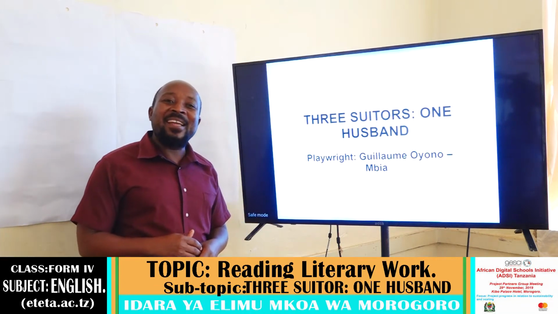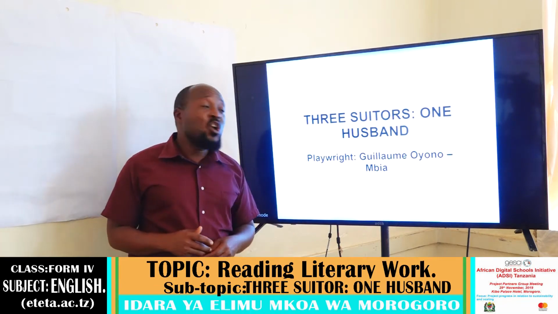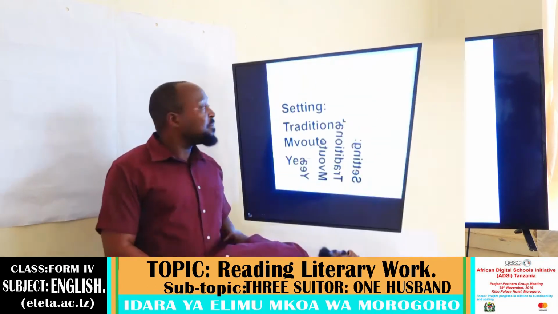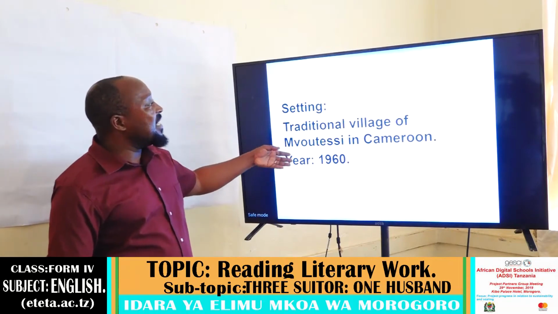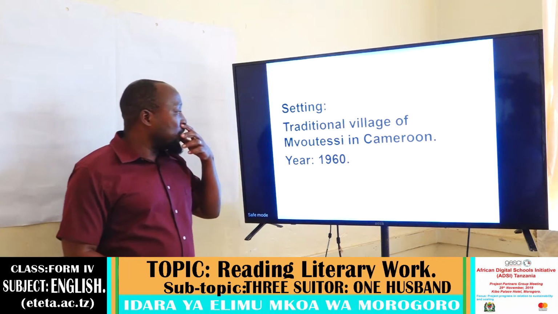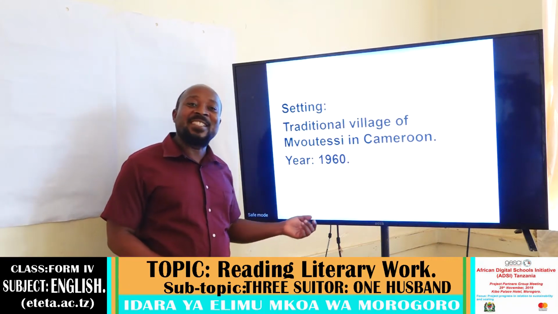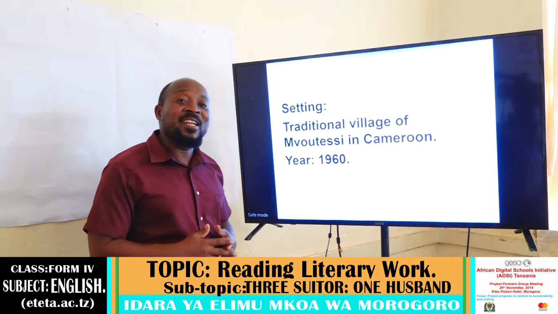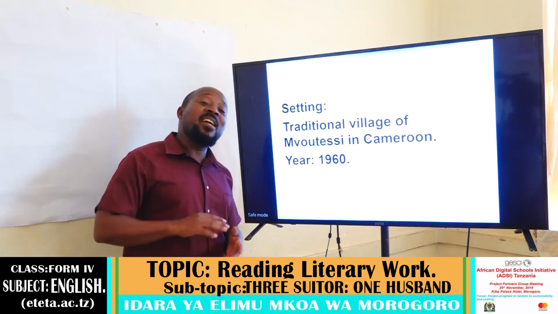is a play written by Guillaume Oyono Mbia, and it is set in a traditional village of Umutesi in Cameroon. That was in the year 1960. Of course, this book was first published in French, and then it was translated into English.